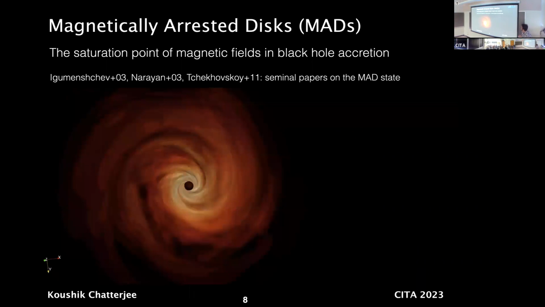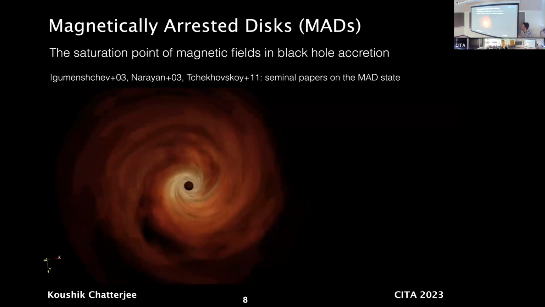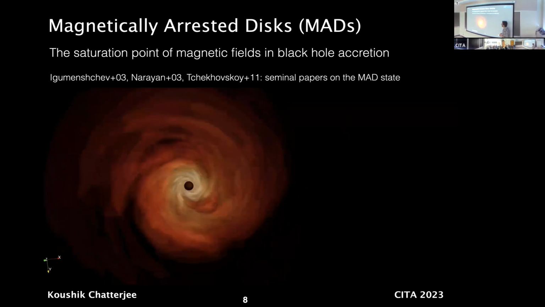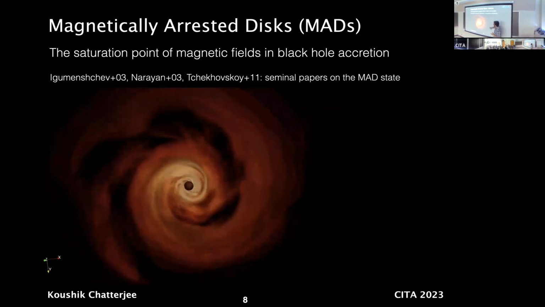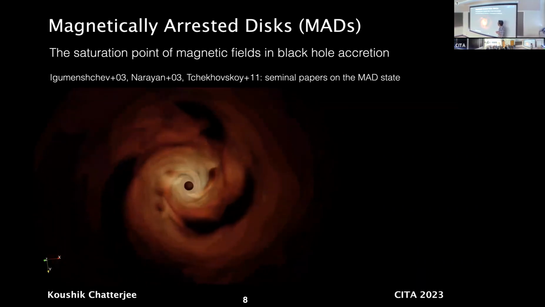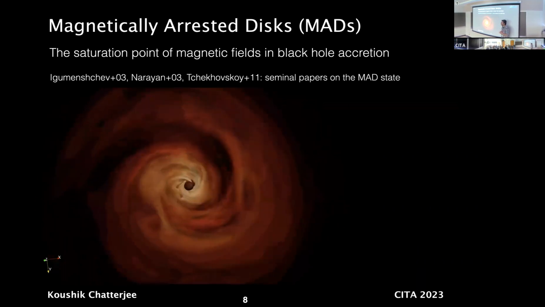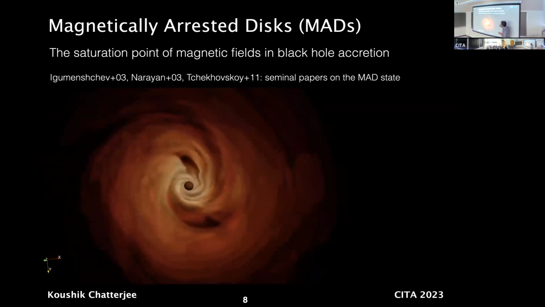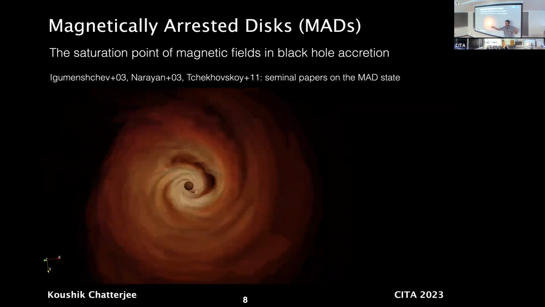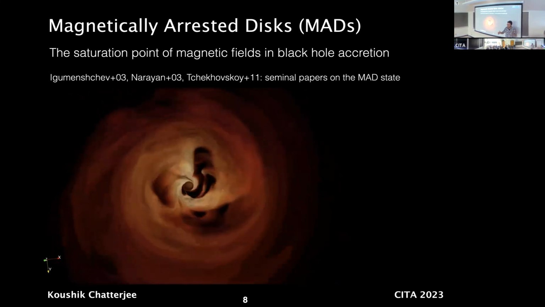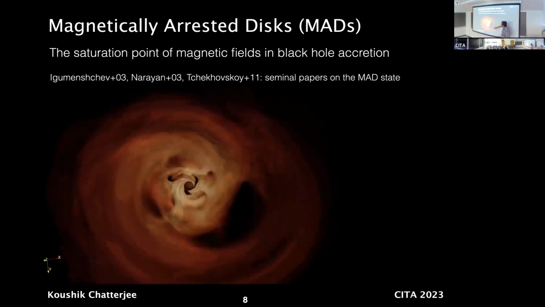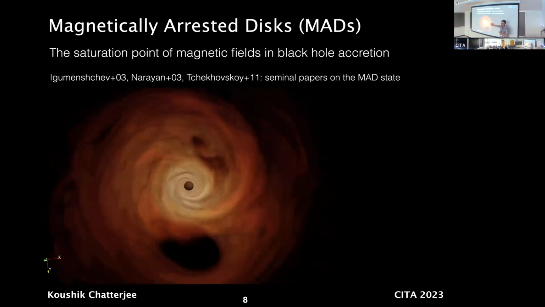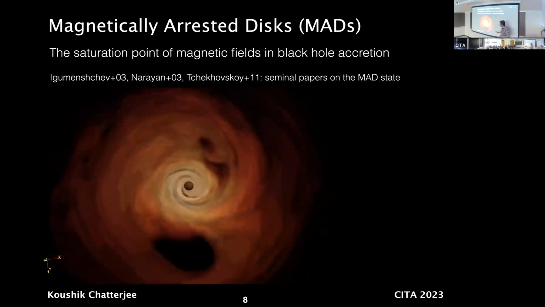So MADs, or magnetically arrested disks. This sort of system is what we call the saturation point of magnetic fields in black hole accretion. That is when you feed the black hole with so much magnetic flux that at some point the magnetic flux gets saturated around the black hole and you can't take in any more.